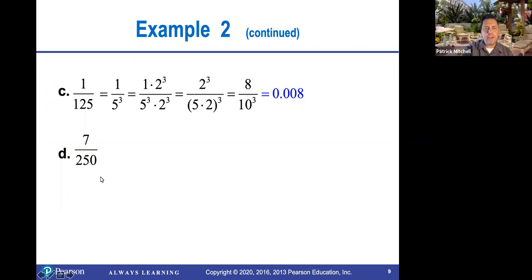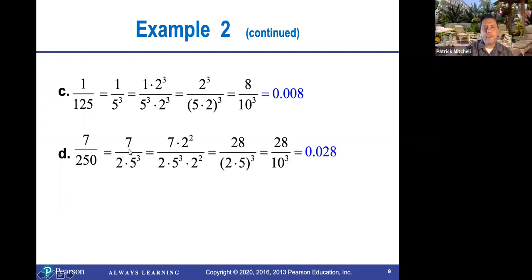And finally, 7 over 250. 250 factors into 2 times 5 to the third. We need this power of 2 to be 2 to the third, so we'll multiply the top and the bottom by 2 squared. That's going to make this 2 cubed times 5 cubed, which is 10 cubed. So we end up with 28 over 10 cubed, which is 28 thousandths.